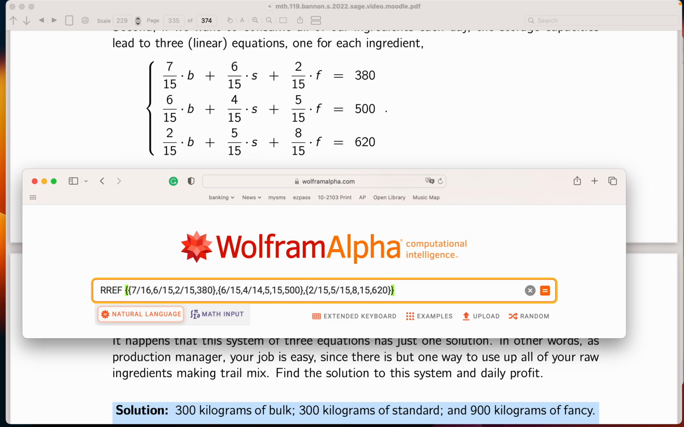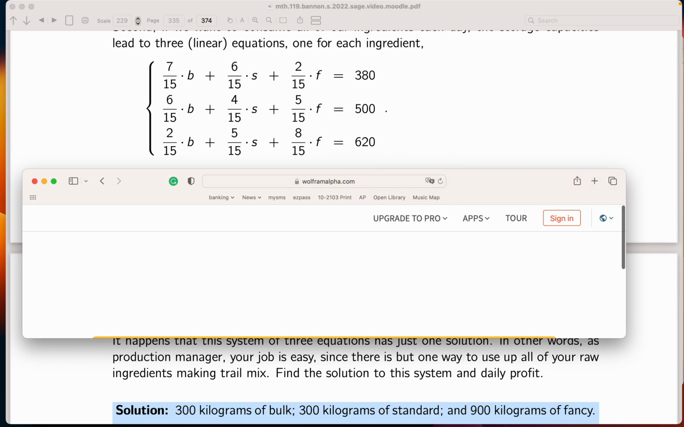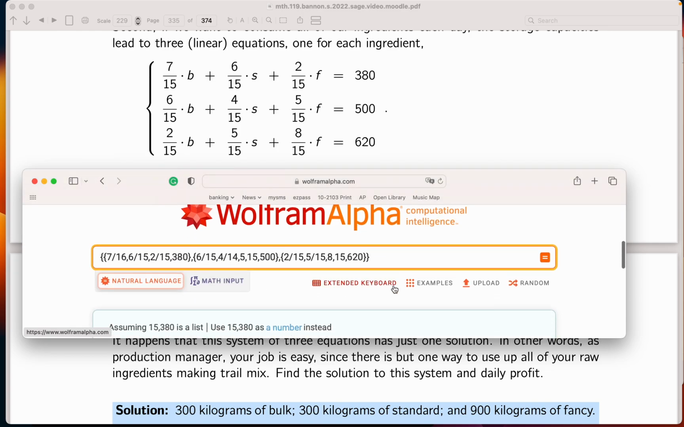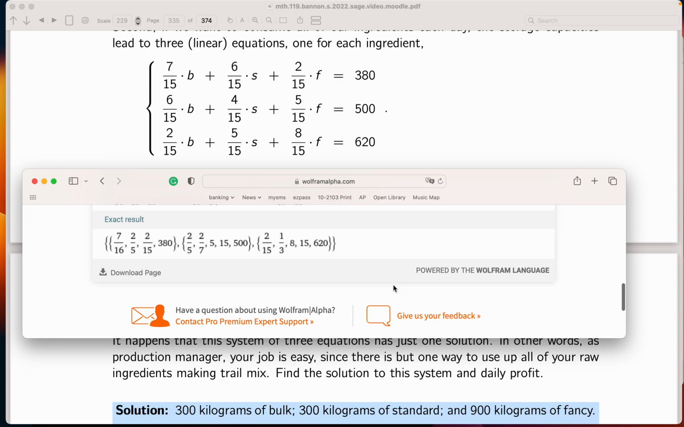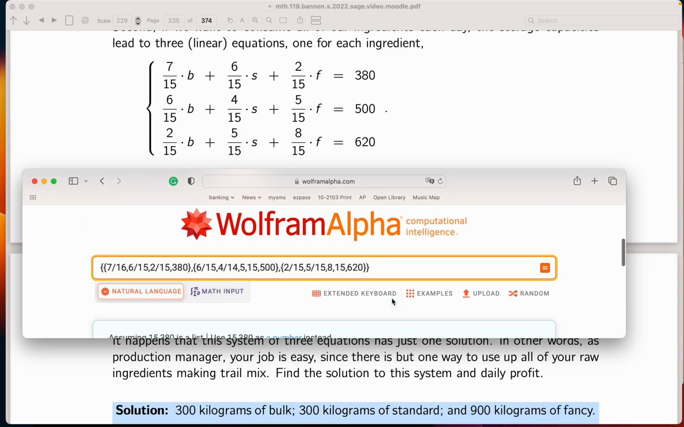Before I do the reduced row echelon form, I'm just going to get rid of it now. I'll come back to it later, because I wondered, did I type it in right? I always wonder, did I make a mistake somewhere? Let's see what happens to this matrix over here. I think I might have typed in something a little strange here. Exact results. Let's take a look. 7/16, 6/15, 2/15, 380. 6/15, 4/14, 5/15. I see it now. All right, let's write this down.